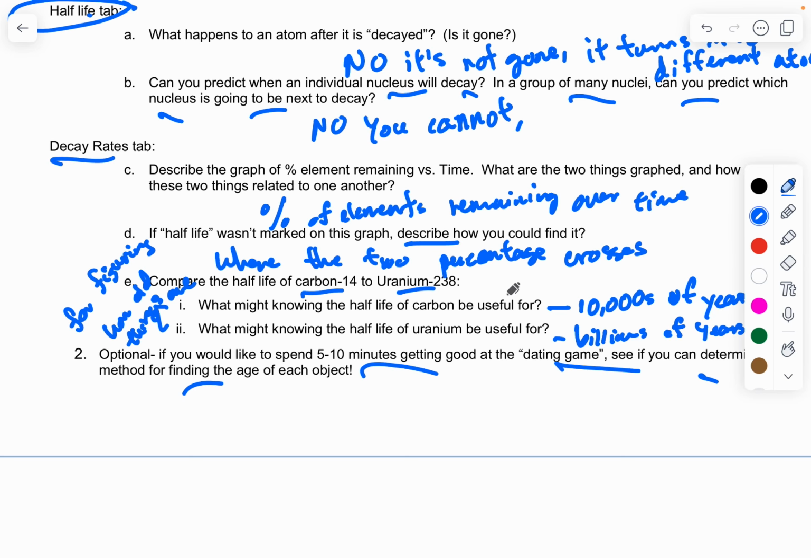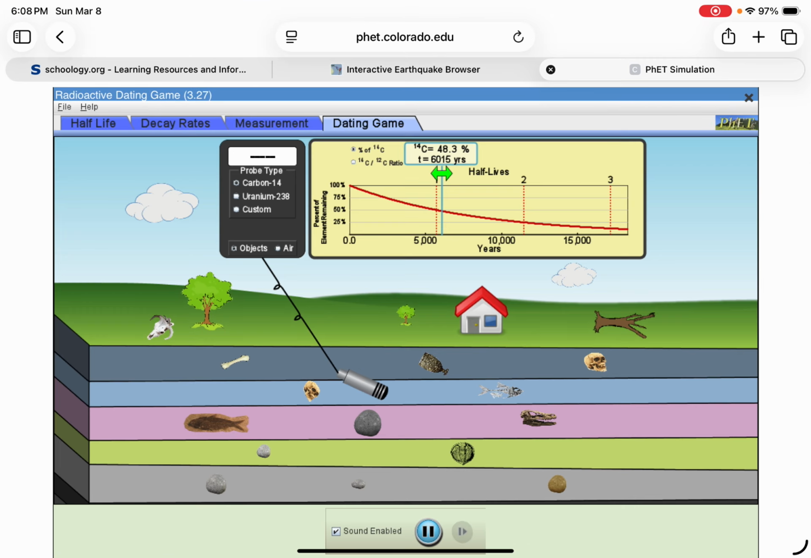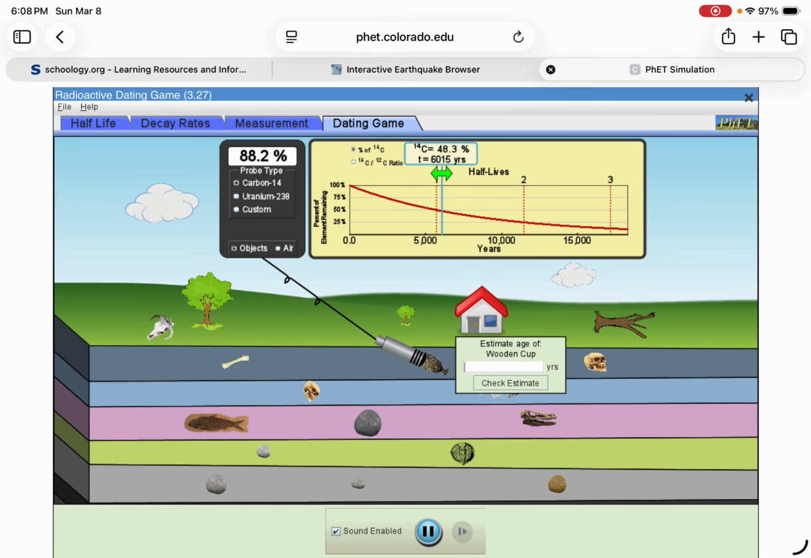Okay, so this is pretty interesting, and you can explore this by yourself, but I'll show you guys. There's a dating game, so you're going to figure out how old things are. For example, let's look at this here. It wants us to estimate the age of the wooden cup, and there's a little green arrow that you can move around. It tells us that if it was carbon-14, there will be about 88.2% left. So I'm going to find about 88.2 here.